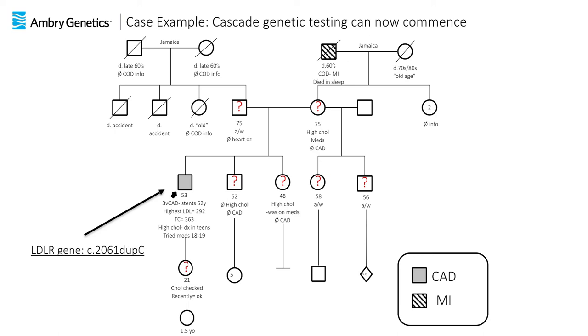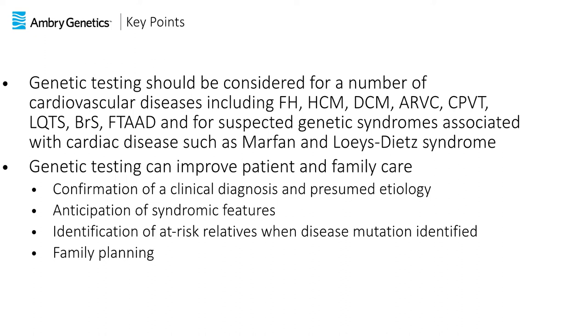In summary, these are the key points that we hope you understand about genetic testing and how results from genetic testing can be used. To start, genetic testing should be considered for a wide number of cardiovascular conditions. This includes familial hypercholesterolemia, multiple different types of cardiomyopathies, as well as inherited arrhythmias, and familial aortic aneurysm and dissection syndromes that are isolated, as well as the syndromic conditions, Marfan and Loeys-Dietz syndromes.